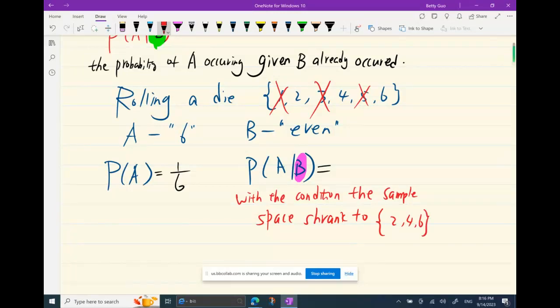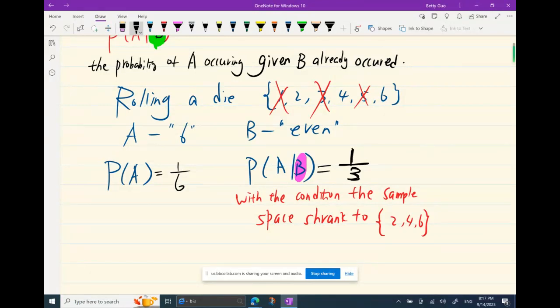2, 4, 6. Do you agree? Yeah, because we already know the number is even, it's not odd. So of course we will not consider 1, 3, 5. So we only would consider 2, 4, 6, right? So we understand that when we have a condition attached to the probability, the sample space shrunk to a smaller size sample space. So the denominator is not 6 anymore, the denominator is 3. And among the 3 outcomes, how many of them favor number 6?